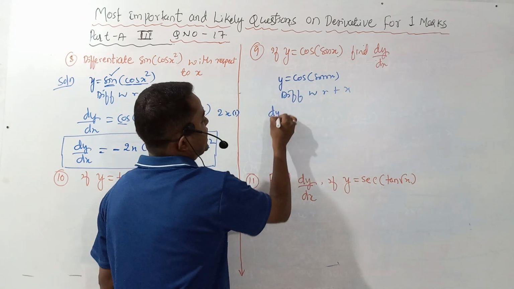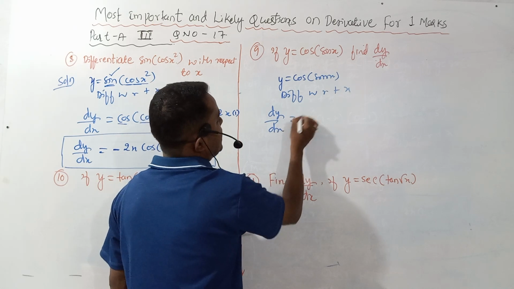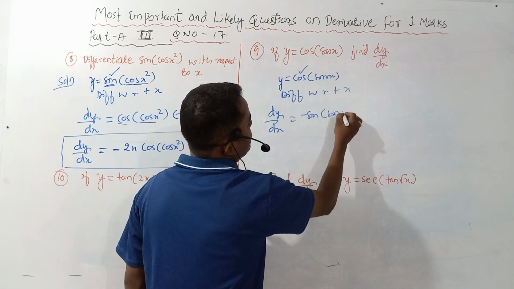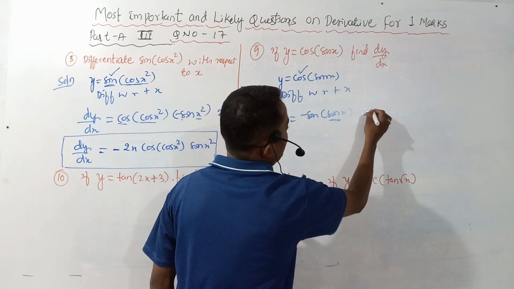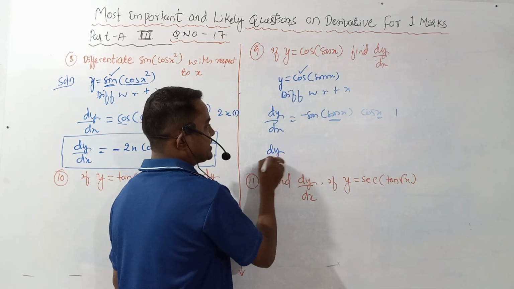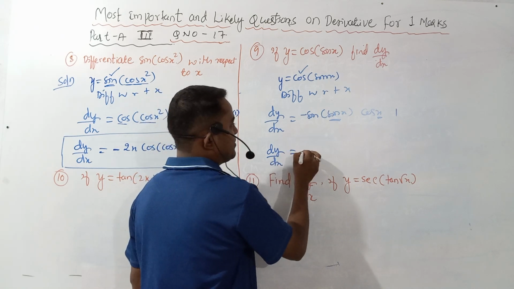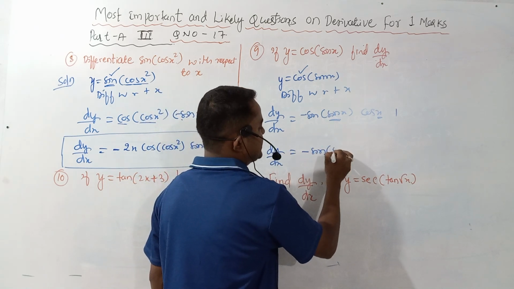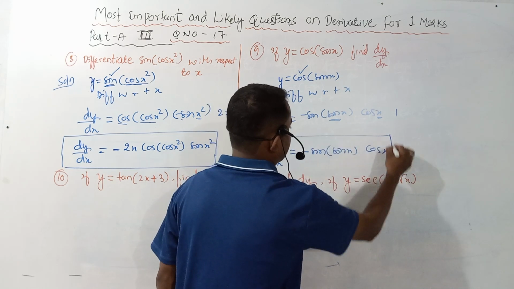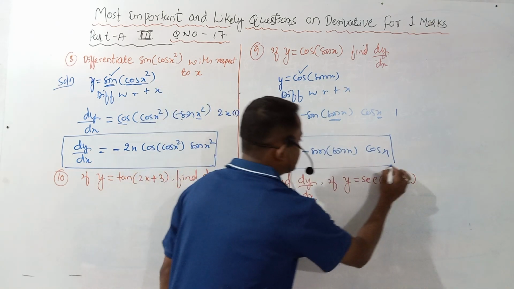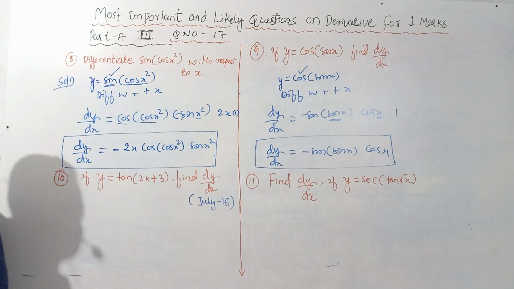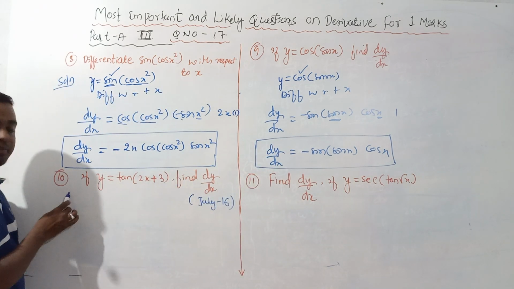Derivative of y is dy by dx. Derivative of cos is minus sin of sin x. Derivative of sin x is cos x. Derivative of x is 1. Then dy by dx is equal to minus sin(sin x), 1 into cos x, is cos x. This is the final answer.